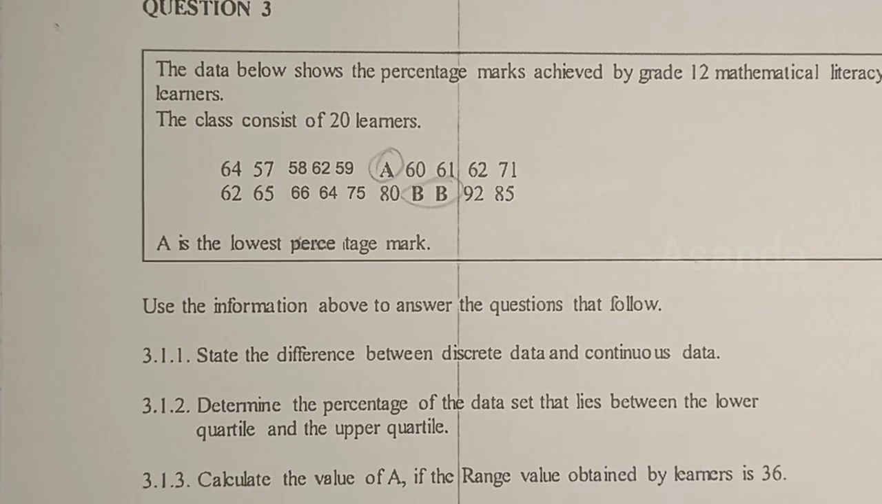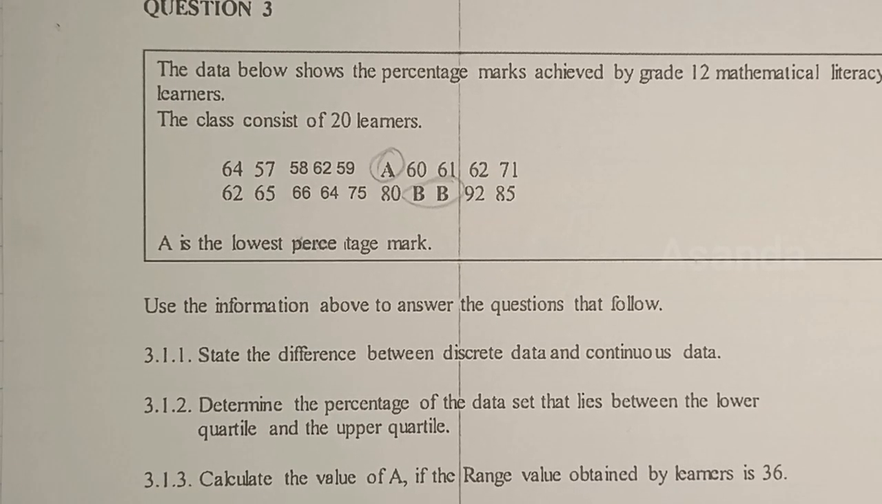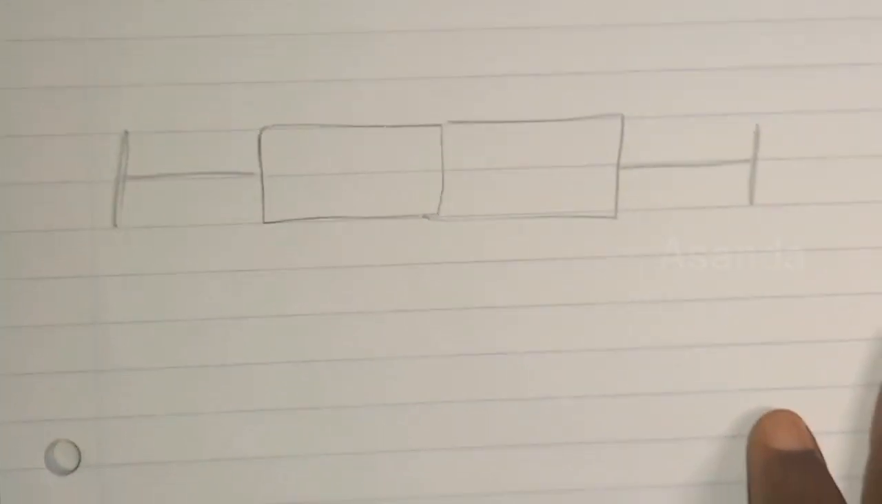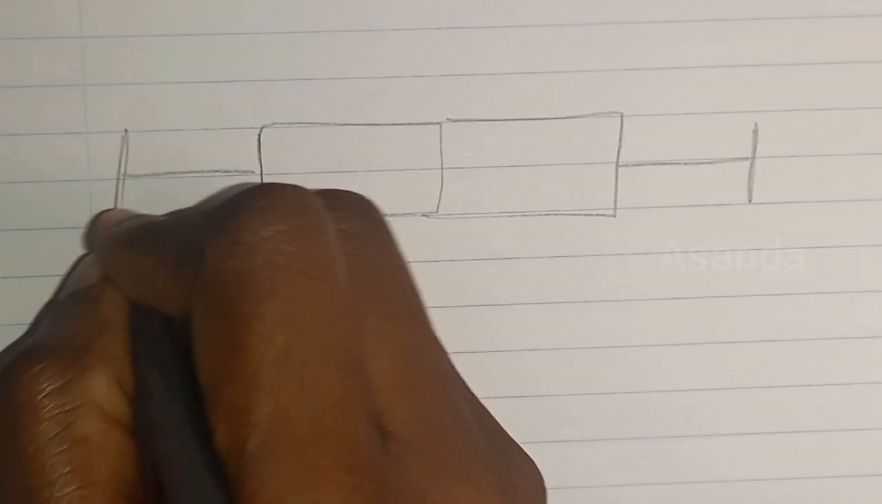Right, so let's move on to 3.1.2. Determine the percentage of the data set that lies between the lower quartile and the upper quartile. The percentage of the data set. Okay, what they're talking about is the box and whisker diagram. That's what I hope you know how to correlate the two. The box and whisker diagram is like this. So when they talk about quartile, I always think of the box and whisker diagram.